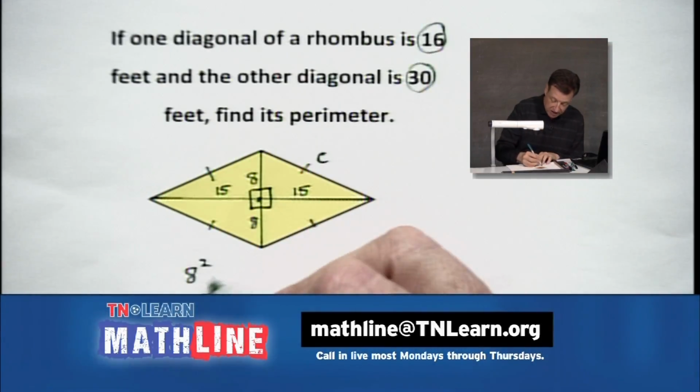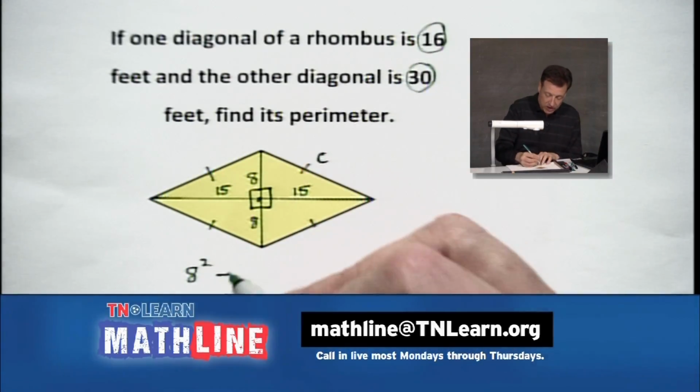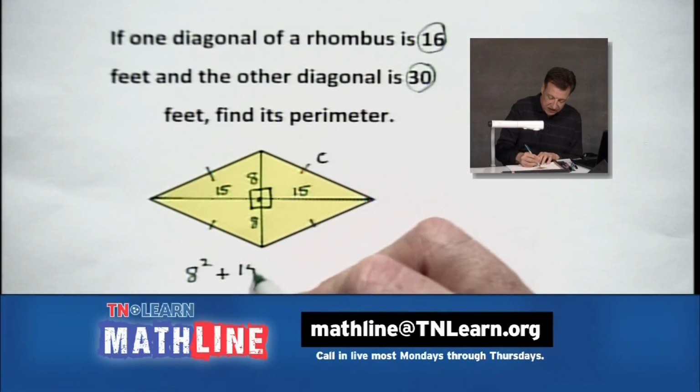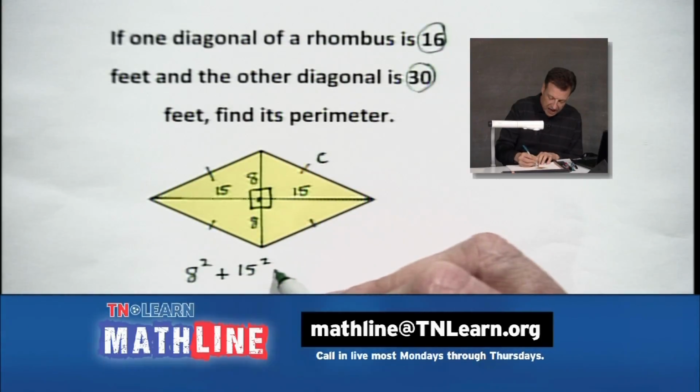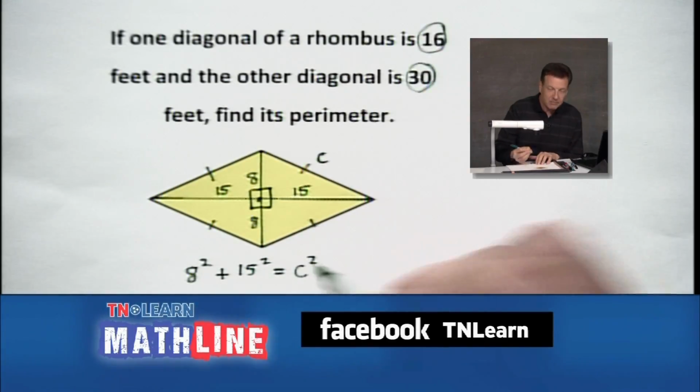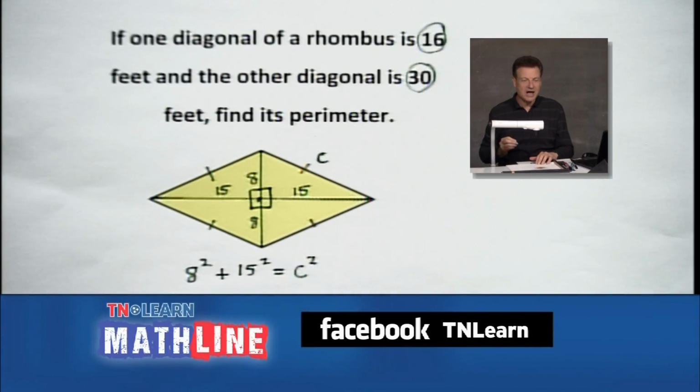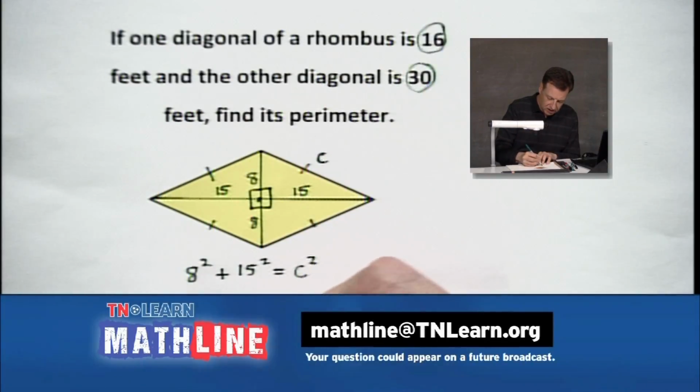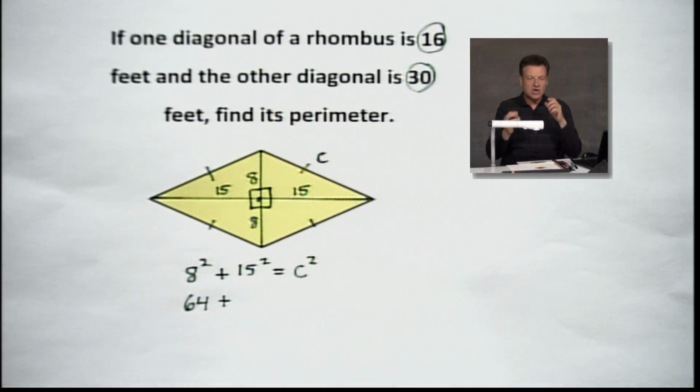See what happens. So we've got it. 8 squared. We're going to add 15 squared, and we're going to get our hypotenuse squared. That's what we're going to try to figure out. Now, times tables. 8 times 8, you got that. 64. I hope you have 15 squared on the tip of your brain, all right? It's back there somewhere.